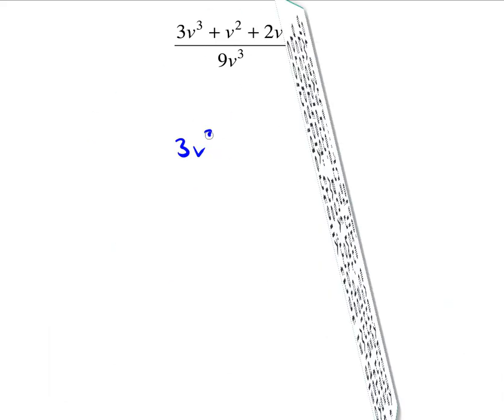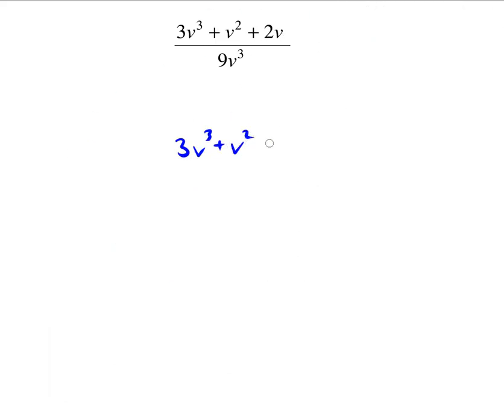What you start off with is 3v cubed plus v squared plus 2v, and I'm going to divide that by 9v cubed, okay? And that 9v cubed goes into 3v cubed how many times? Well, to go from 9 to 3, I really have to multiply it times 1/3, right? And in fact, I can't multiply it times any v. If I multiply it times any other v, I'm going to go over this. So I get my 1/3. 1/3 times that is going to be 3v cubed. I'm going to subtract that, and I get 0.